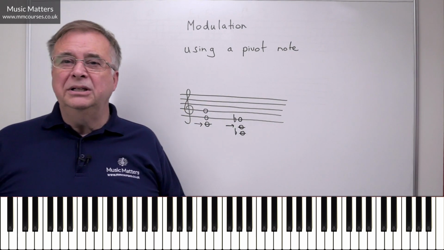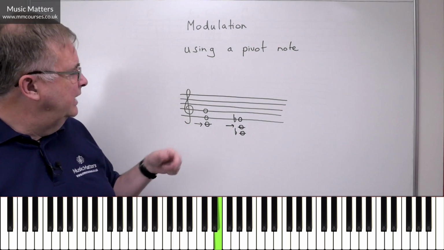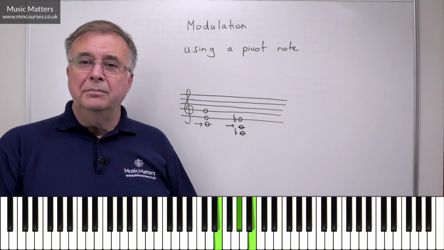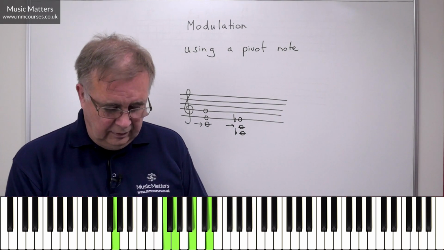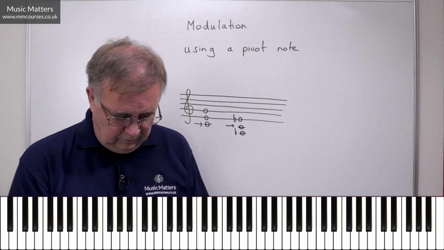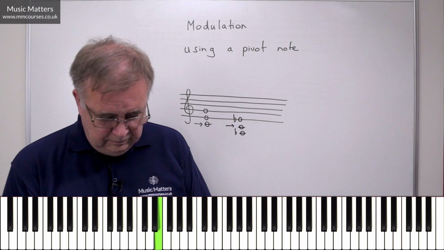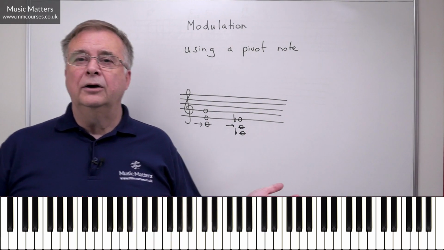It's not the only possibility, is it? I mean, I could decide to use the E as a pivot note and then say, well, could I not finish in C major and then go to E major? So I'm finishing in C major, and off I go into that key.